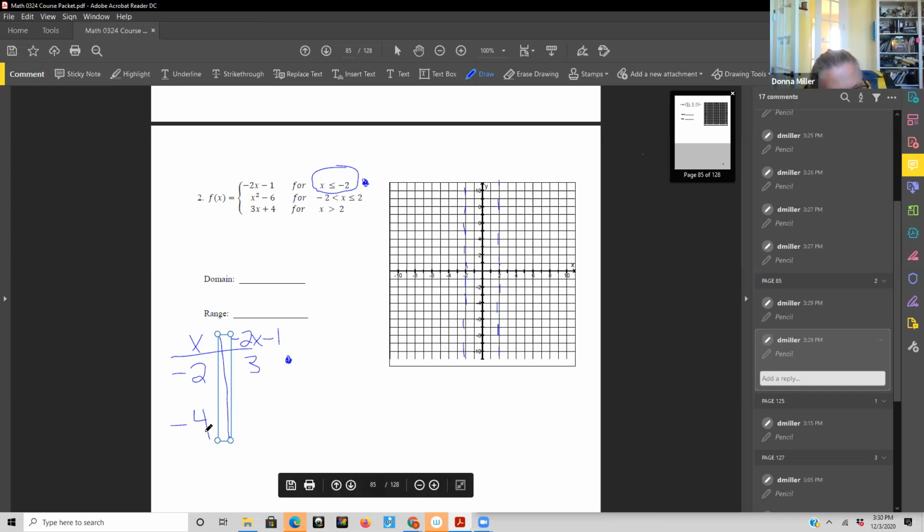I plug in -4, 2 times that's going to be 8. I'm going to get 7. All right, so I'm going to plot those 2 points, and that'll be my first piece. So -2, 3 is right here, closed circle, and -4, 7 is right there. Connect the dots, can't cross the boundary, just keep going the other way. It goes that way. All right, so that's my first piece.